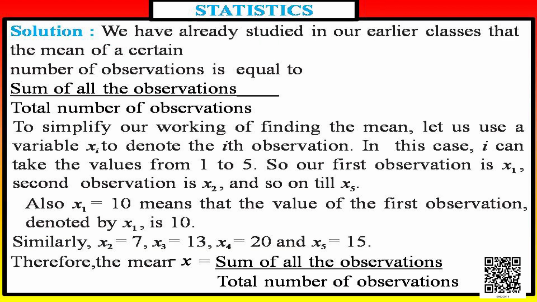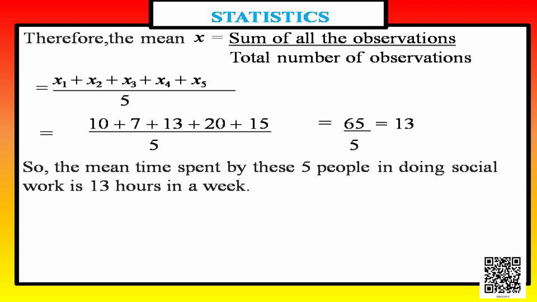Now look at the solution. We have already studied in the class that mean is calculated as the sum of all the observations divided by the total number of observations. So the answer, that is the mean, will be 10 plus 7 plus 13 plus 20 plus 15 divided by 5, which is 65 by 5, which is equal to 13. So we can say that the mean time spent by these 5 people in doing social work is 13 hours in a week.